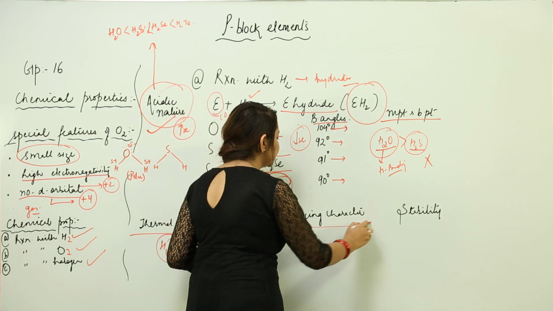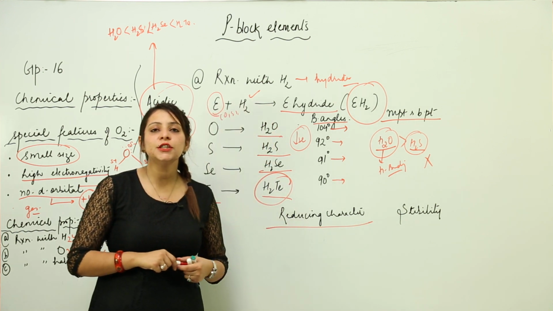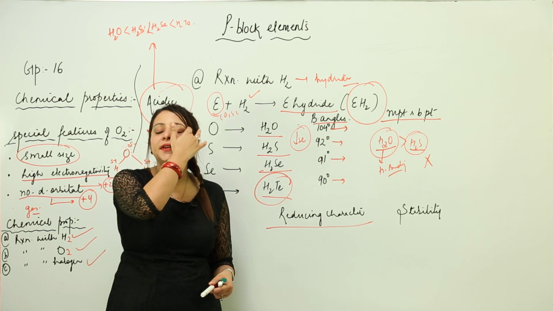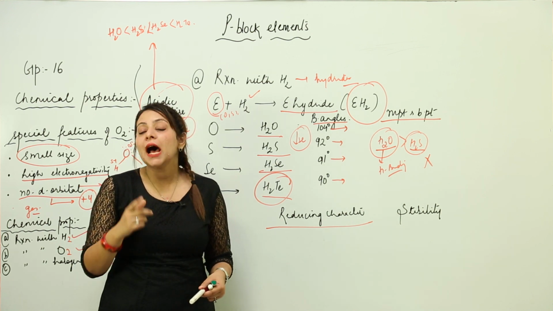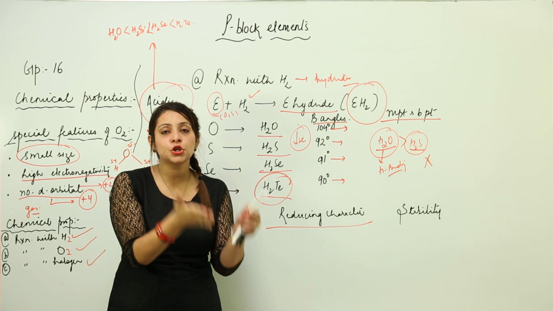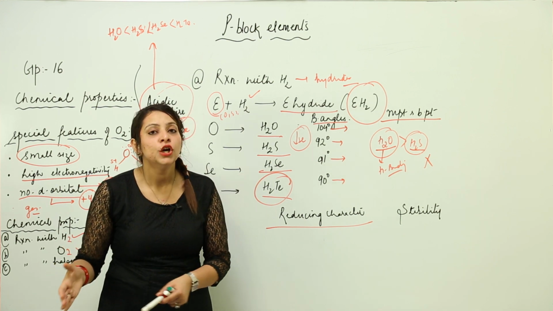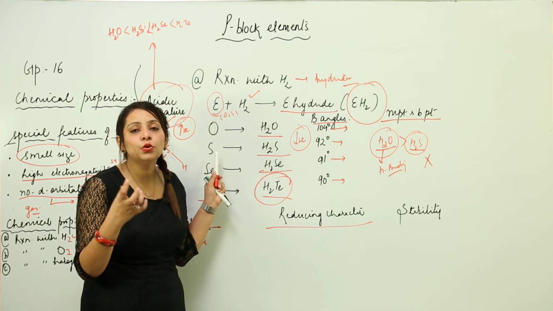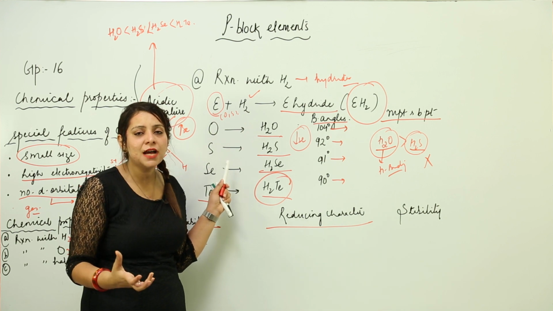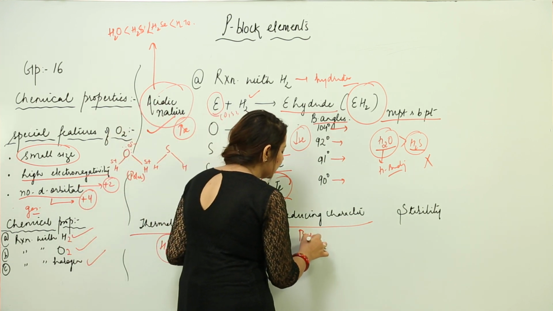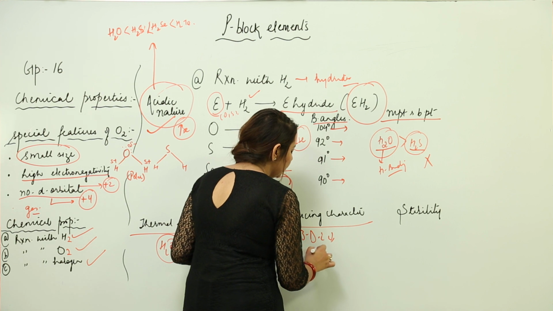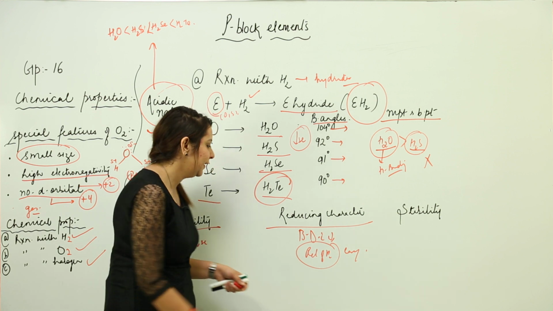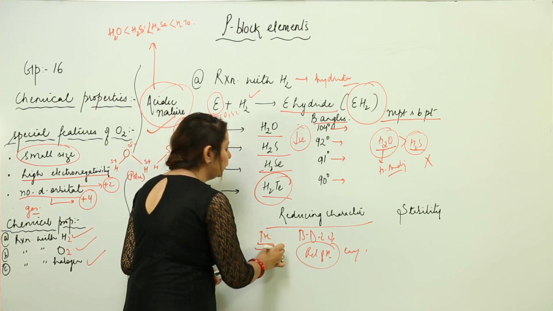Next is the reducing character. Reducing character is the tendency to lose hydrogen, right? Tendency to reduce others, and how does it reduce? By giving its hydrogen. And how will it give hydrogen? The less strong the bond is, the more easily it can give. So we have seen that acidic character increases down the group. That means the tendency to release H is increasing down the group because there is a decrease in the bond dissociation energy. So release of H is easy. So that means reducing character increases down the group.